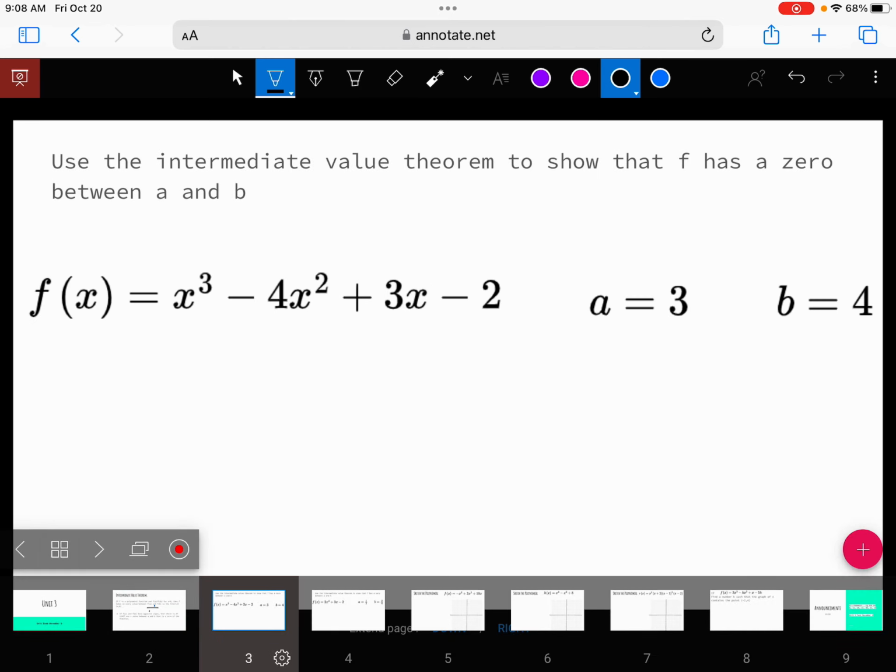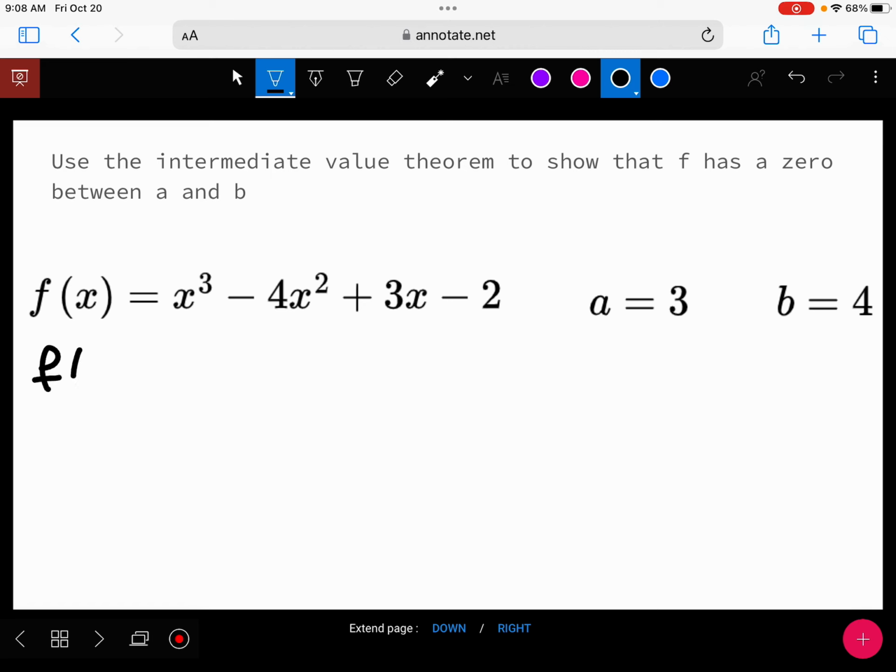So the questions for this look like this. Use the intermediate value theorem to show that f has a 0 between a and b. We're given a is 3 and b is 4. What we need to do to prove there's a root between them is to do f of a and f of b. So we're going to substitute them in and evaluate them.